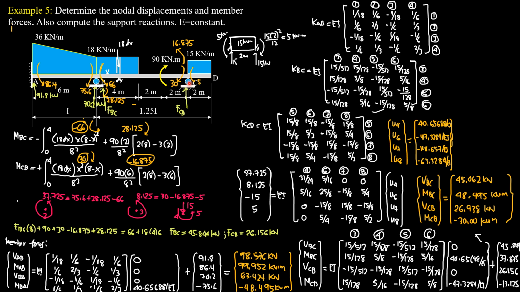So we are only interested in the numbering for U4, theta B, U6, theta C, U7, delta D, U8, theta D. So 4, 6, 7, 8.